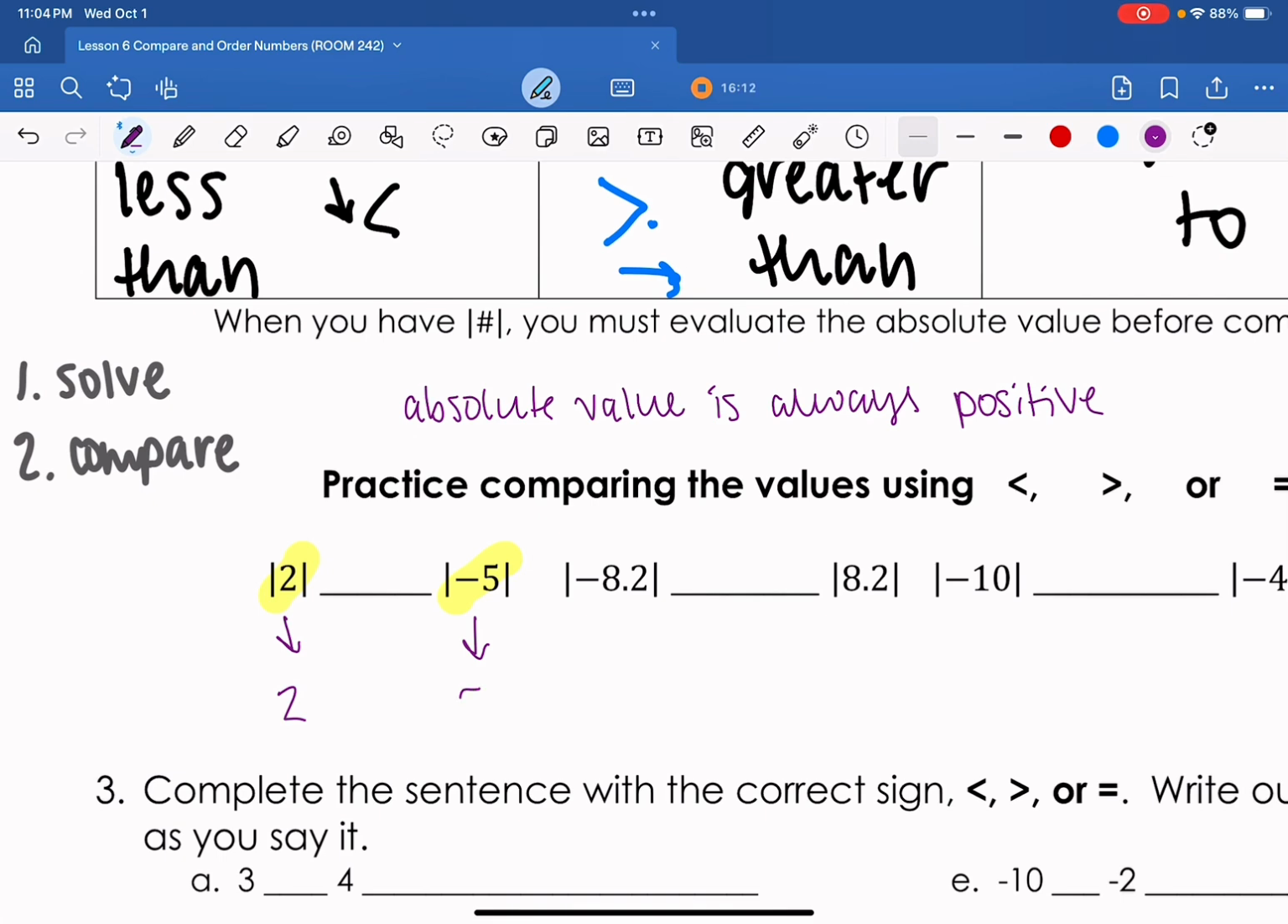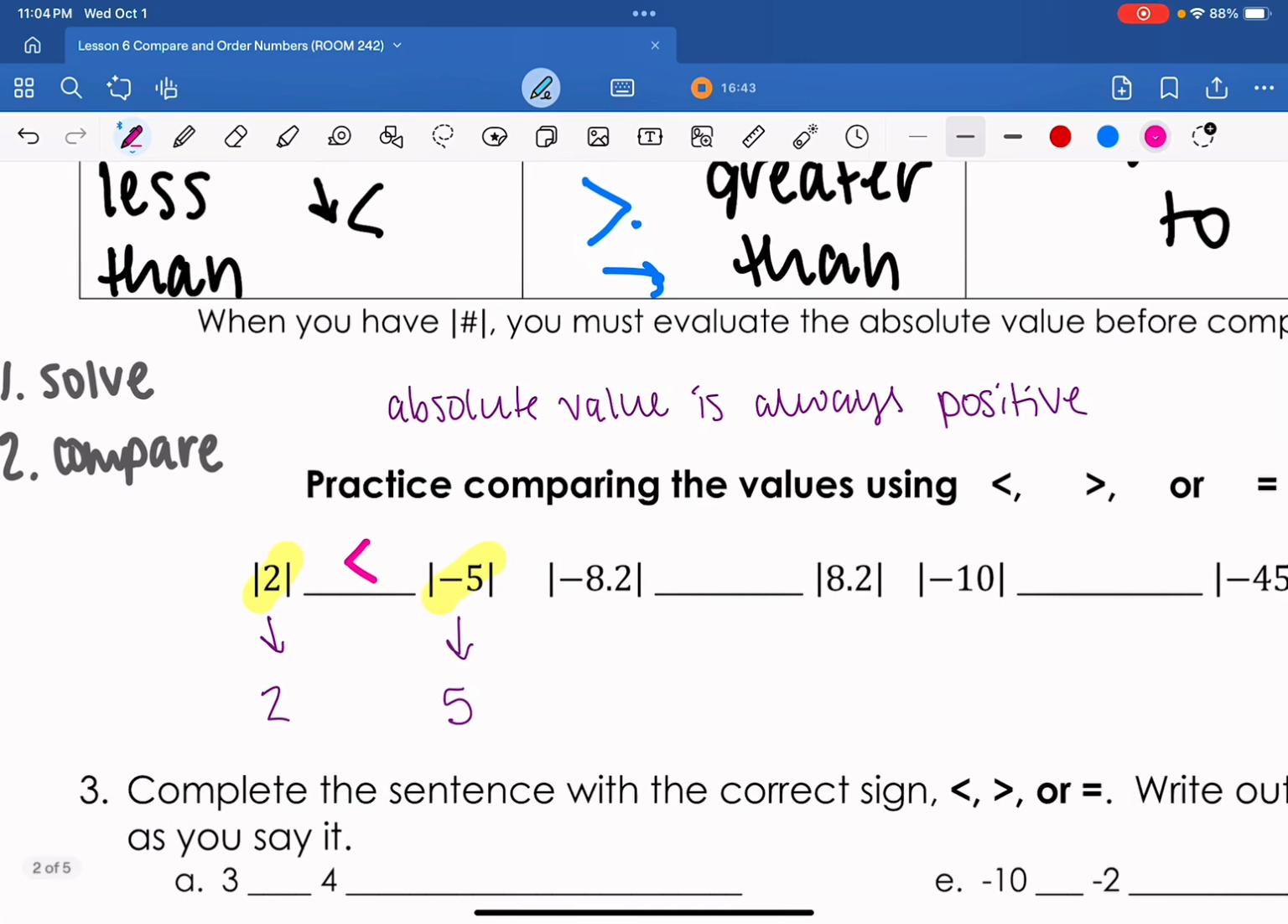So really, I'm comparing 2 and 5. And I know that 2 is less than 5. So I'm going to use the less than symbol. My little beak, or my L, is going to point towards the 2 because it is less than. Okay?